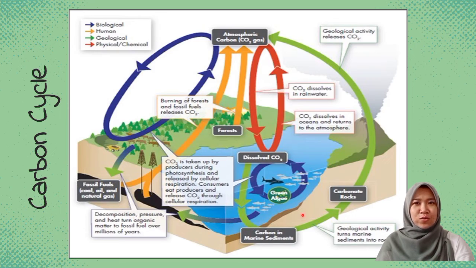Next here is the carbon cycle diagram. Here, CO2 is released into the atmosphere through human activities, which are the burning of forests and fossil fuel. The CO2 in the atmosphere will dissolve in the rainwater and fall into the oceans and lakes. Then it returns to the atmosphere through evaporation. Other than that, CO2 can be released through geological activity and biological activity.